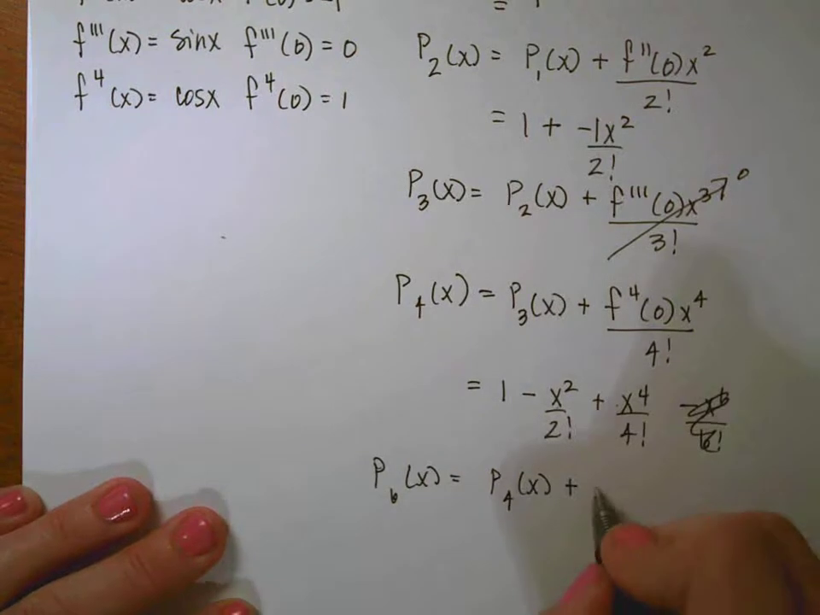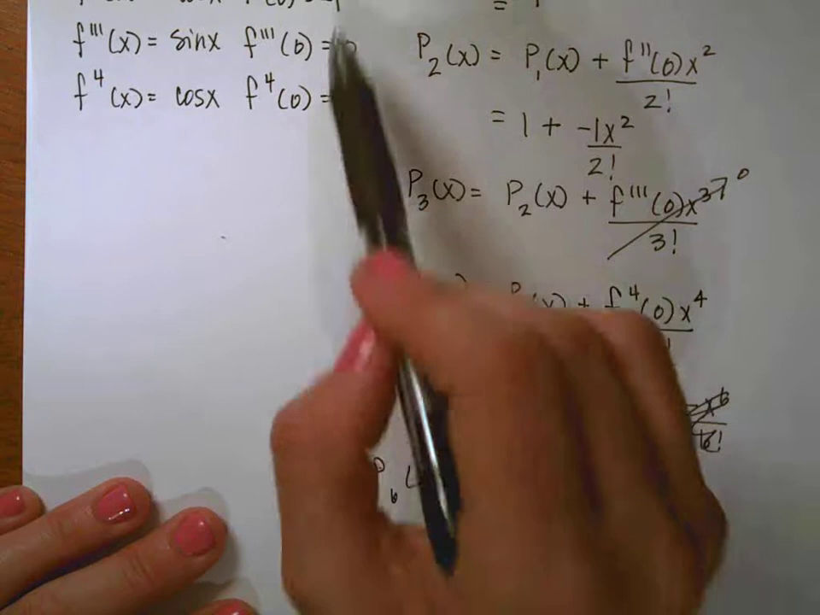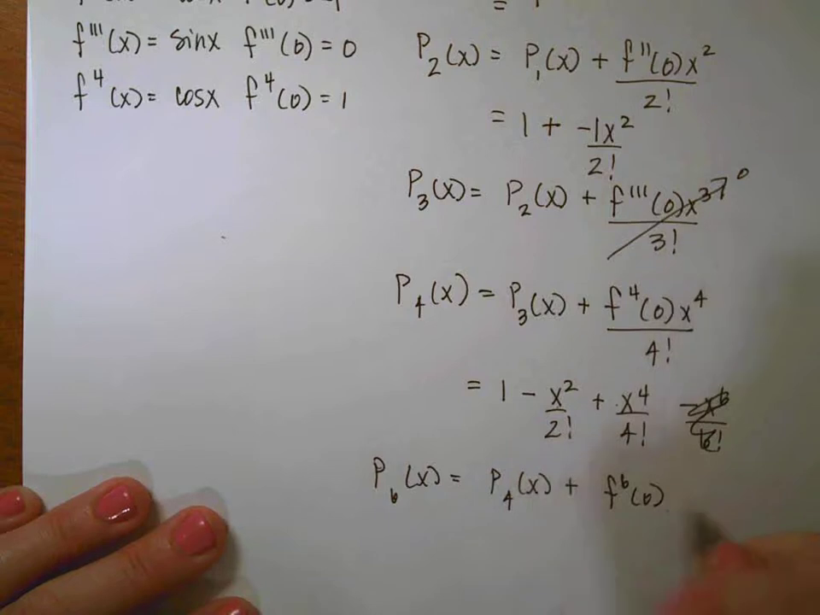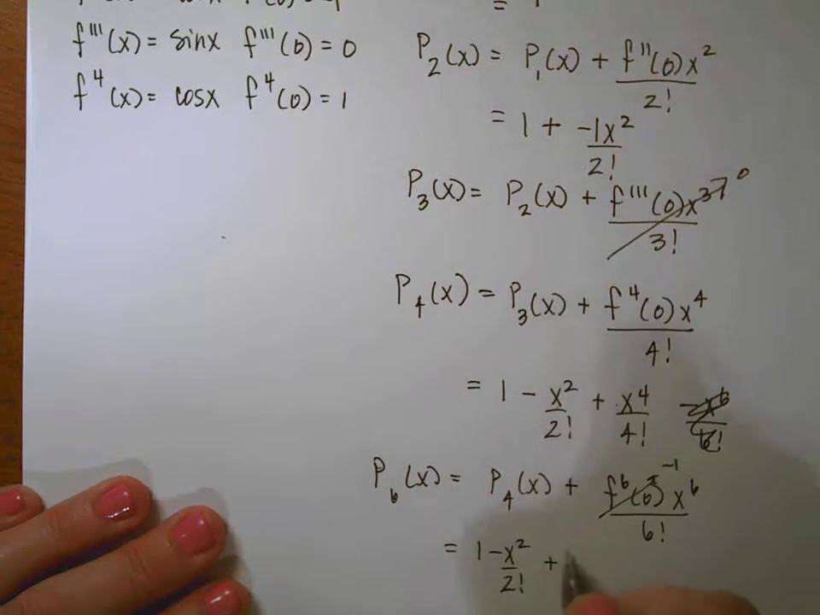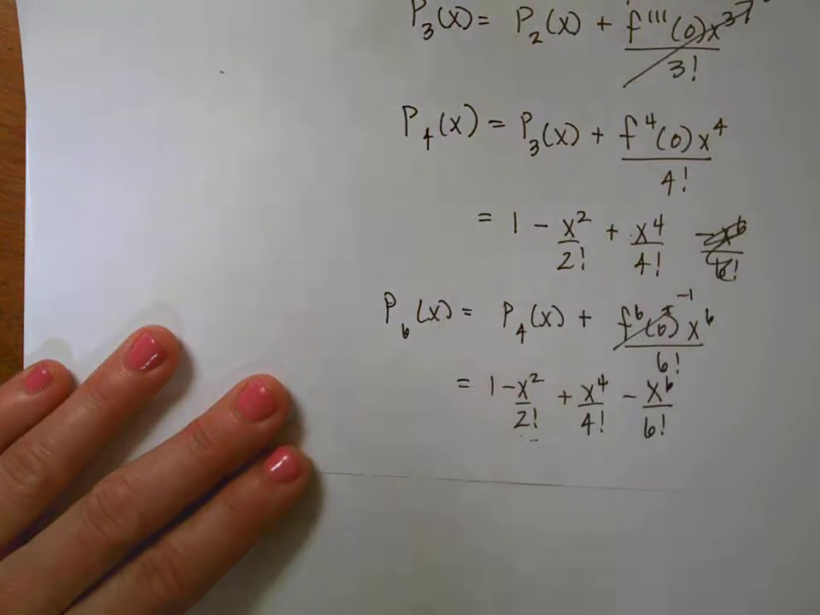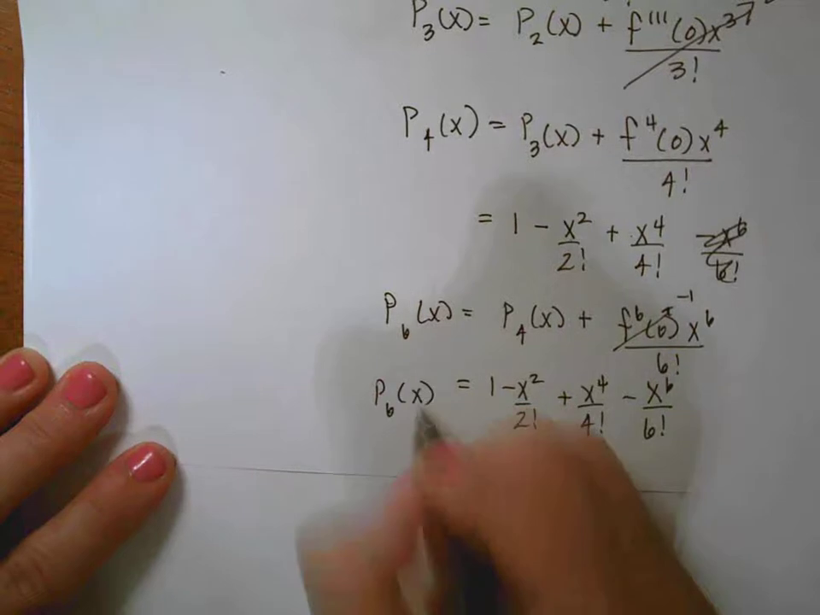So the p6 of x is going to be p4, and then plus the sixth derivative, so this is 4, this would be 5, this would be 6. So then it's going to be the sixth derivative evaluated at 0, x to the 6th over 6 factorial. This guy's going to be a negative 1, which is what I've done there and scribbled out. So this is 1 minus x squared over 2 factorial plus x to the 4th over 4 factorial, minus x to the 6th over 6 factorial, okay? And this would be my sixth degree polynomial approximation.